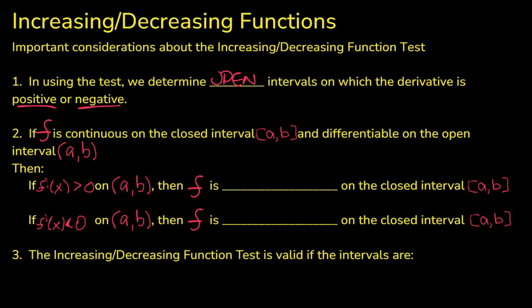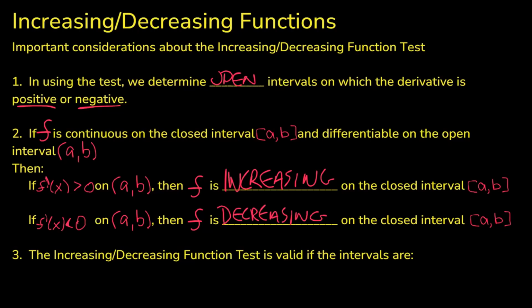Also, if f is continuous on the closed interval a to b and differentiable on the open interval a to b, then if the derivative is positive on the open interval a to b, then f is said to be increasing on the closed interval a to b. This is important because it tells us that we're allowed to include the endpoints in our interval. Similarly, if the derivative is negative on that open interval, then f is decreasing on the closed interval a to b.